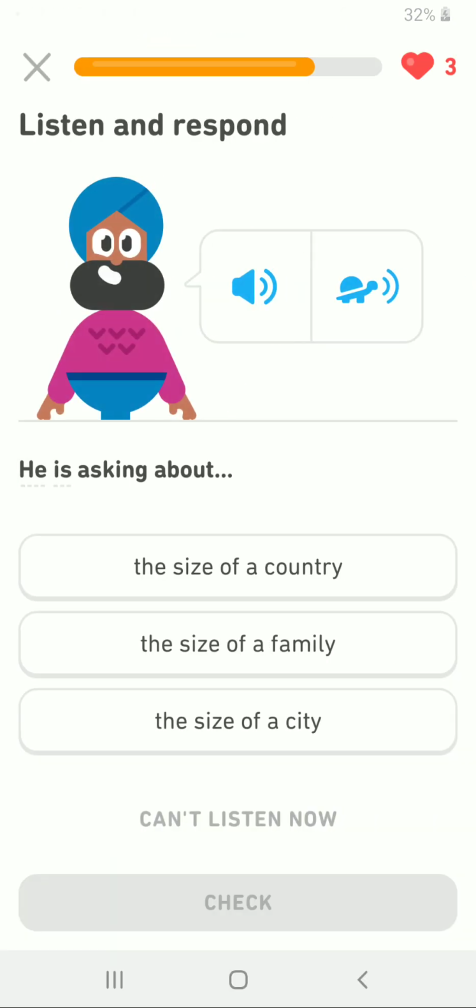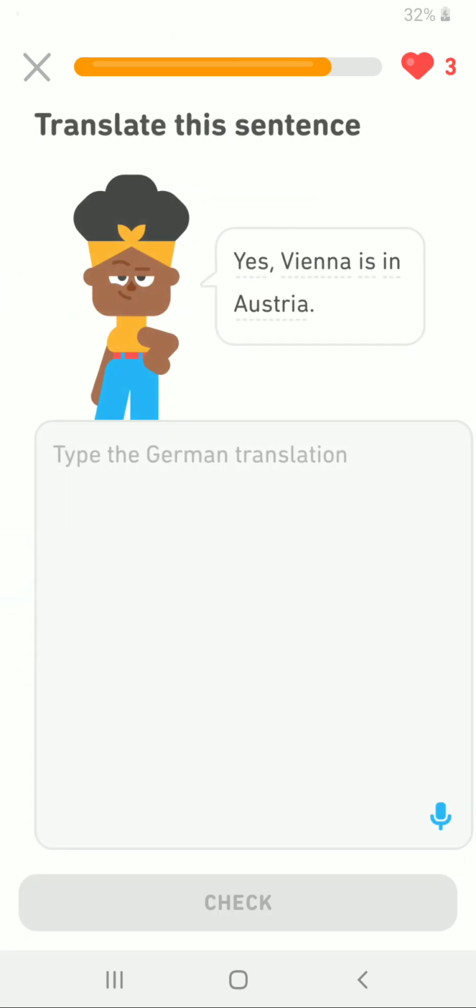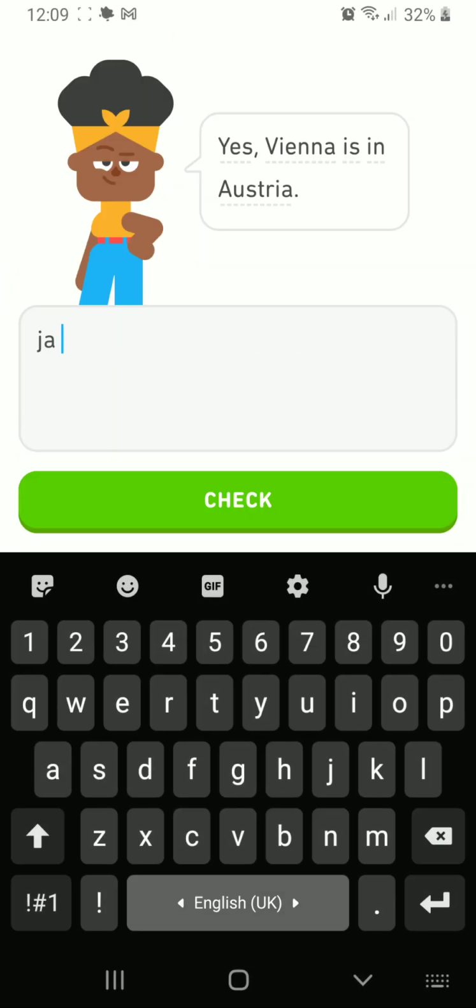What else? Ist Österreich groß oder klein? Is Austria big or small? So he's asking about the size of a country. And yes, that's going to be ja. Wien ist in Österreich. How do you write Österreich? We know this now. Oster and then Reich.